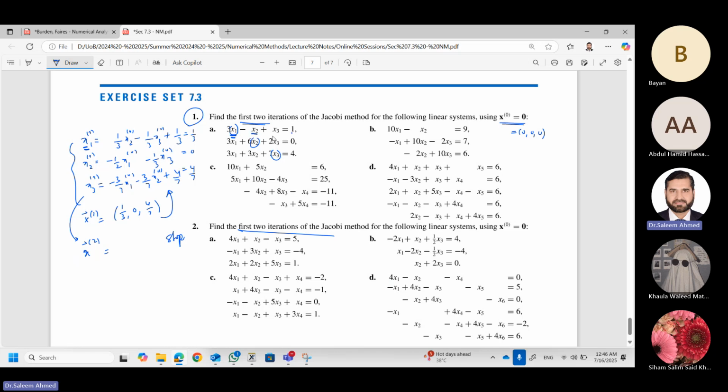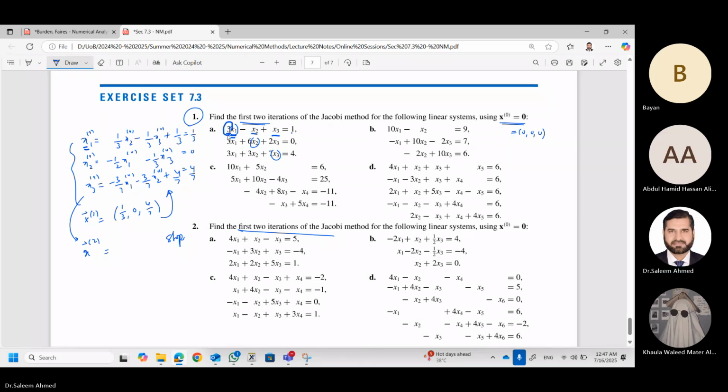1 plus x2 minus x3, divided by 3. Of course, I will divide by 3, right? And then I will keep x2 from here. x1, x3 will go on the right side and divided by 6. Then I will keep x3 here. x1, x2 will go on the right side and I will divide by 7. So you got this system. Now if you put 0 on the right, you see 0, 0, 0 everywhere. Then it will give you 1, 1, 1. That is the Jacobi's iteration.